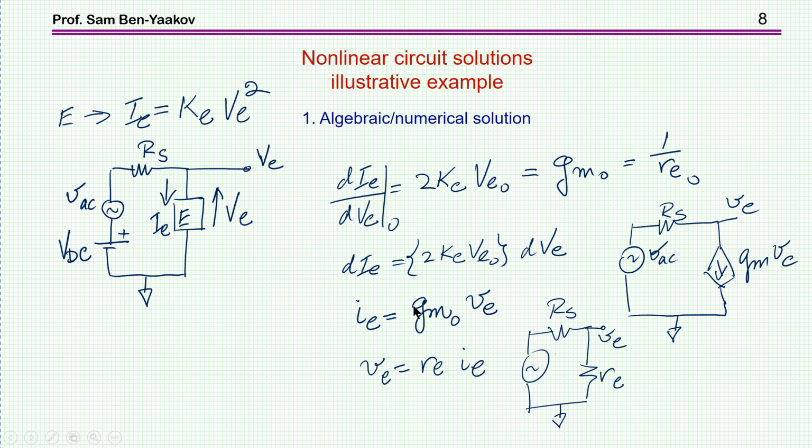And knowing now Gm, we got it through this derivative, I can now represent this circuit by a linear circuit, which will be either Gm Ve or Re, when Re is 1 over Gm. These are two equivalent ways to do it. Once I have it, I can, of course, find out what is this voltage here by just a voltage divider, knowing the input voltage. So this is how I do it sort of manually in an analytical way.